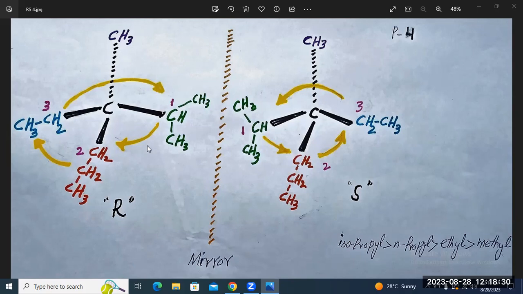So this R is exactly the mirror image of this S you can see here. And now you can see the order of precedence. This is 1, this is 2, this is 3, and we will rotate from left to right. So we are coming left to right, and this is anti-clockwise rotation, so represented by S.